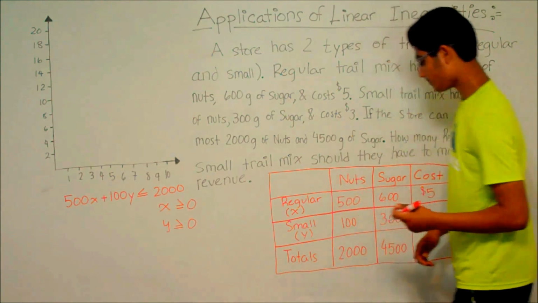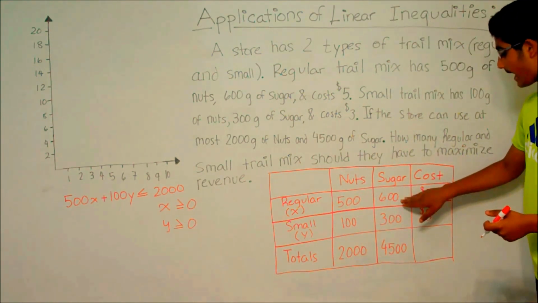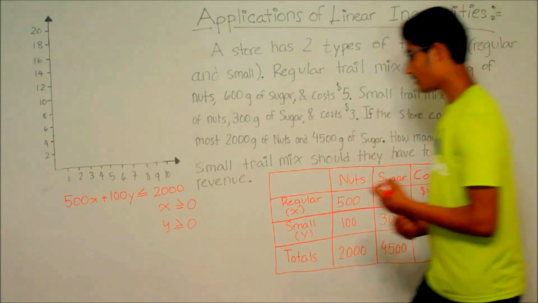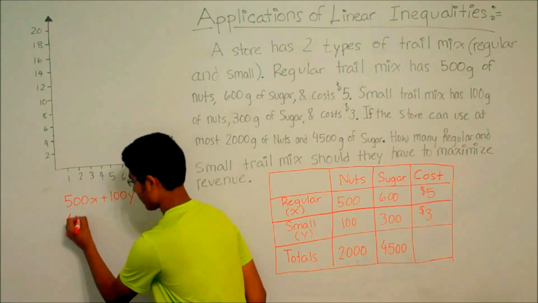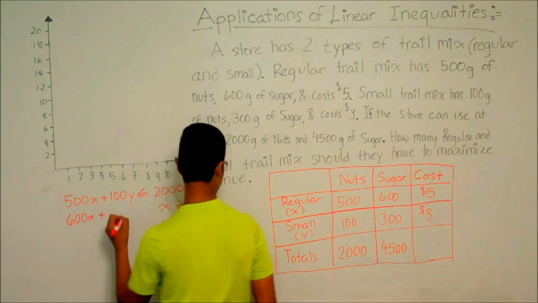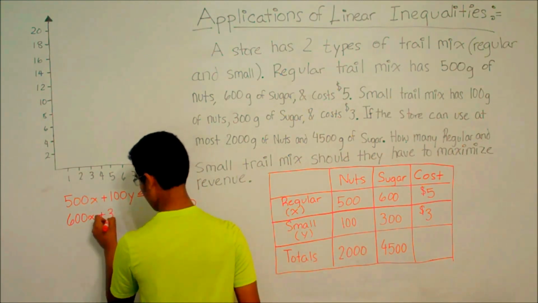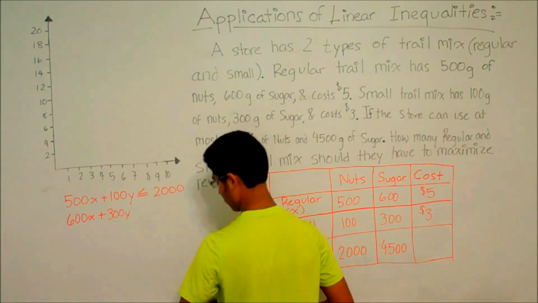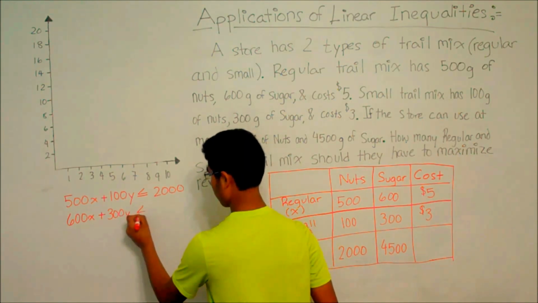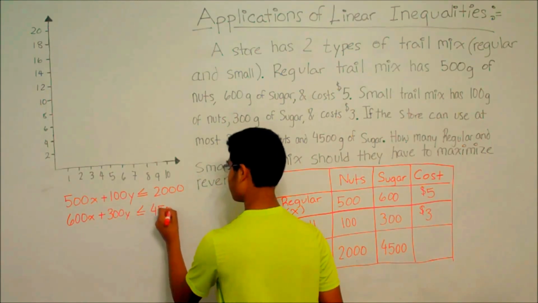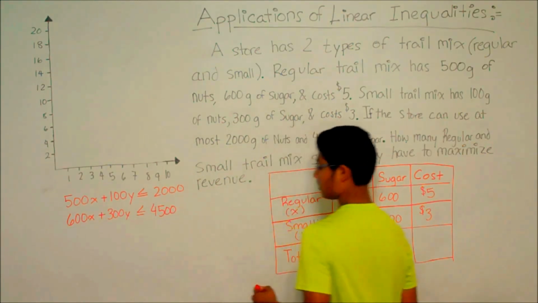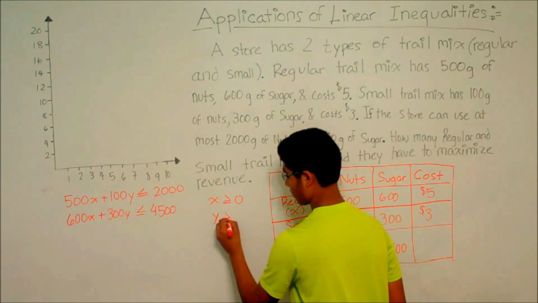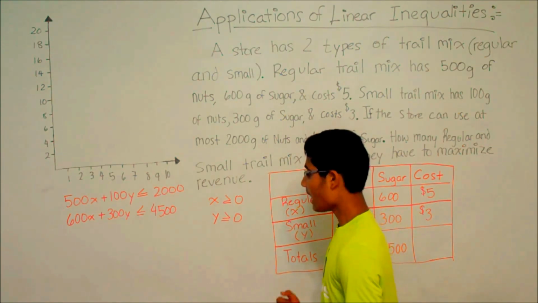Now, for the sugar, we know 600x plus 300y is less than or equal to 4,500. And we also know x is greater than or equal to 0, and y is greater than or equal to 0. So, now we have to graph these.